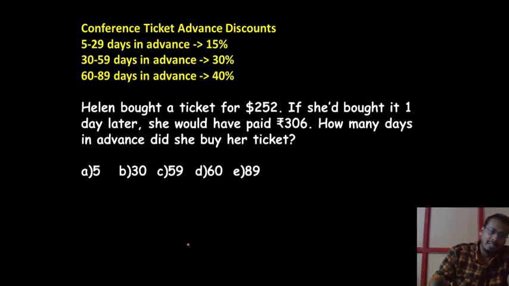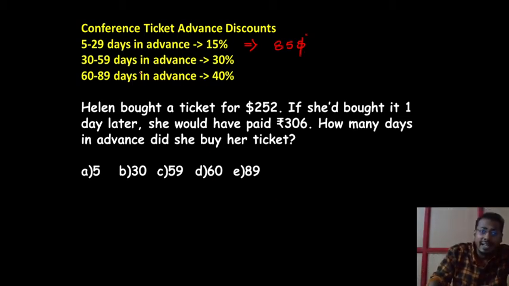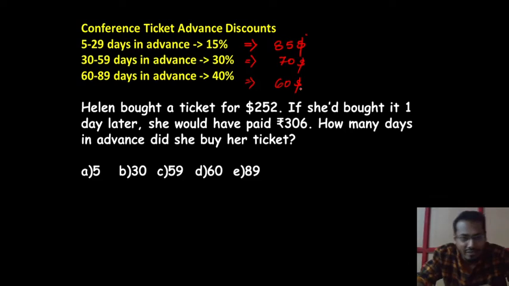How to find the answer? First we need to write all these concepts. A 15% discount means the actual rate is 85%. You need to pay $85 if it is $100. For 30 to 59 days, the discount is 30%, so you need to pay $70 if it is $100. And for 40%, you need to pay $60. So we will convert this into a comfortable form.